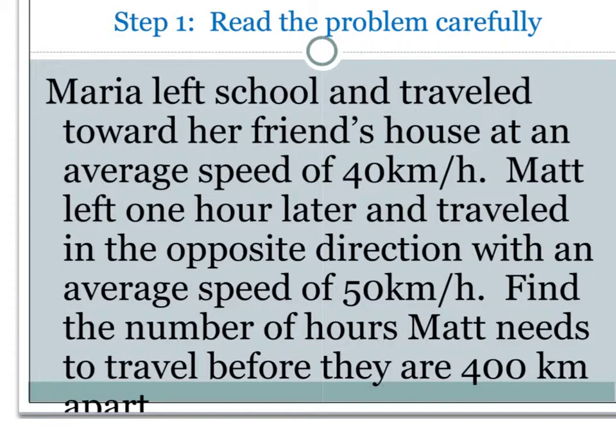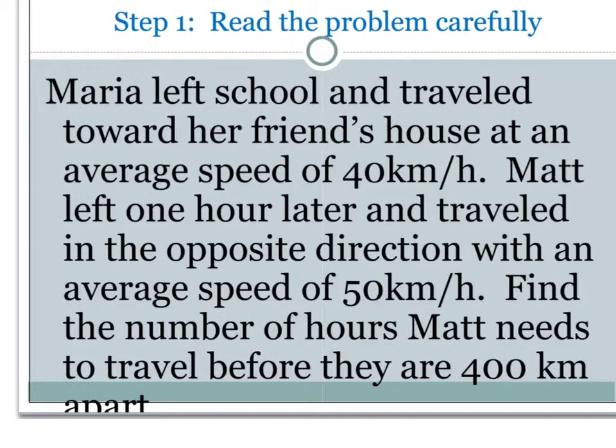Maria left school and traveled towards her friend's house at an average speed of 40 kilometers per hour. Matt left 1 hour later and traveled in the opposite direction with an average speed of 50 kilometers per hour. Find the number of hours Matt needs to travel before they are 400 kilometers apart.